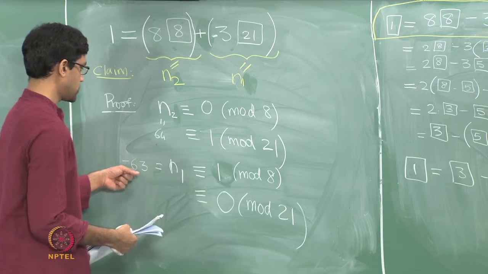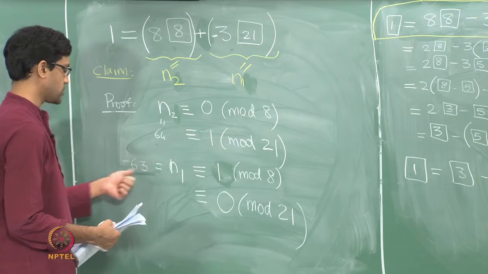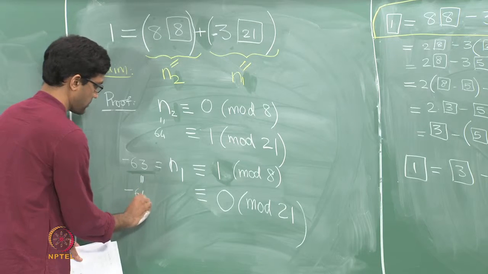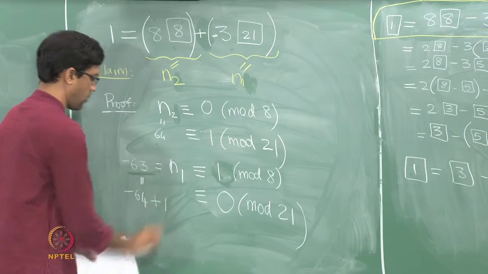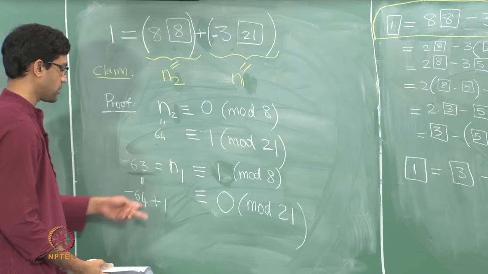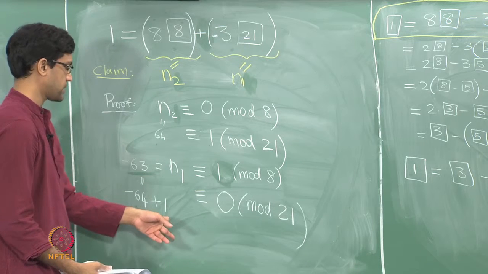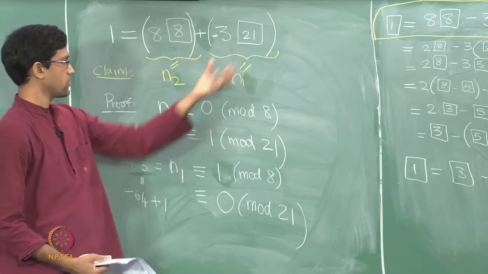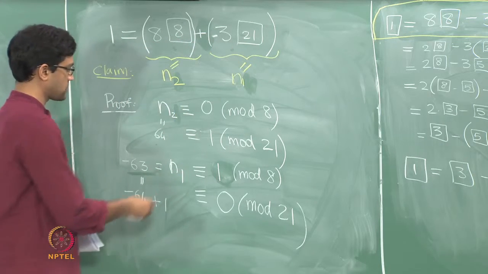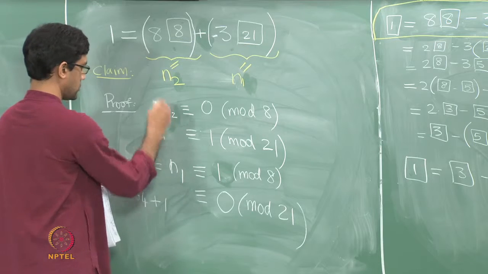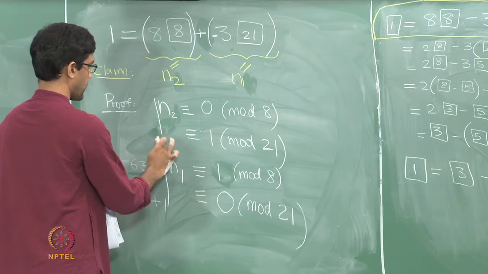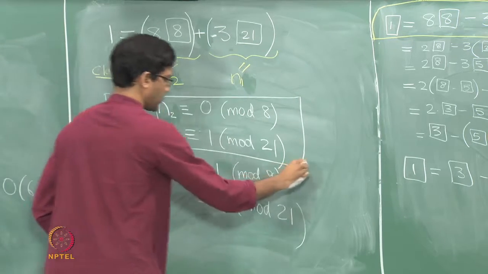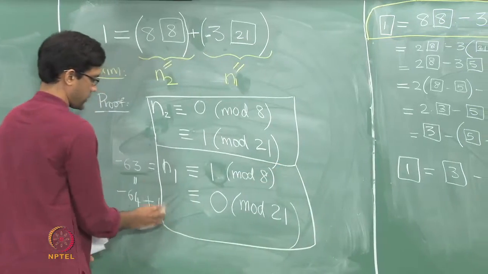Why is that? Because minus 63, think of it as minus 64 plus 1. So here's a multiple of 8, which is minus 64, and you're adding a 1 to that. So the remainder on division by 8 is in fact a plus 1. So if you take this first fellow as n2 and the second fellow as n1, they automatically satisfy the two congruences that you require of them. n2 satisfies this 0 1 congruence and n1 satisfies the 1 0 congruence.